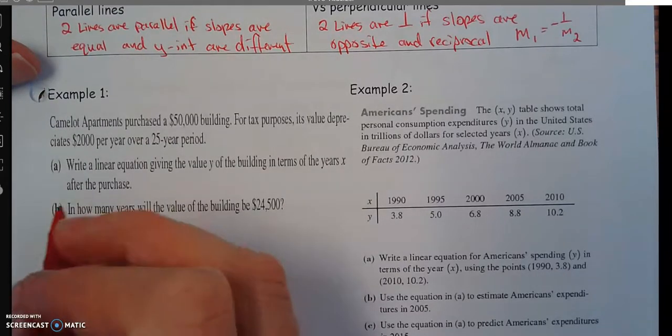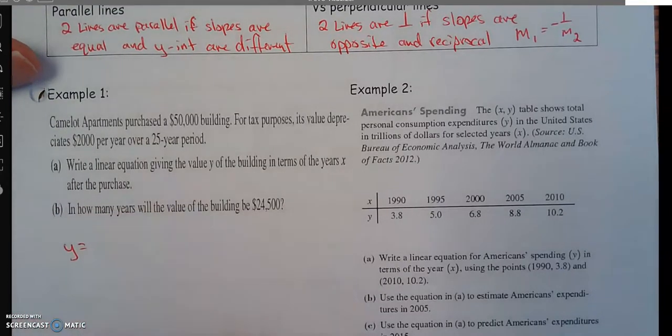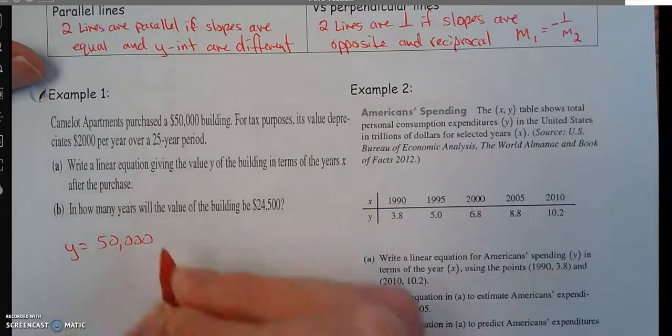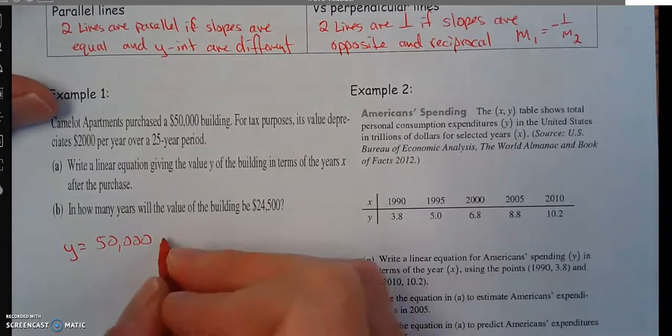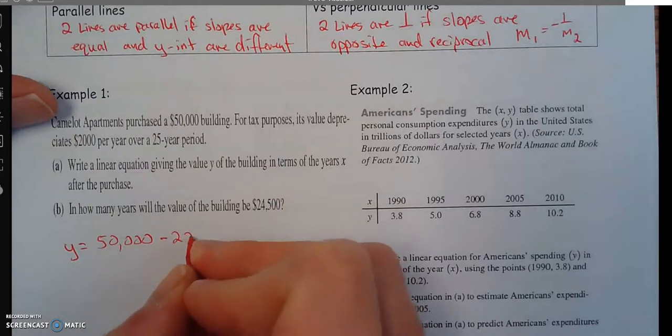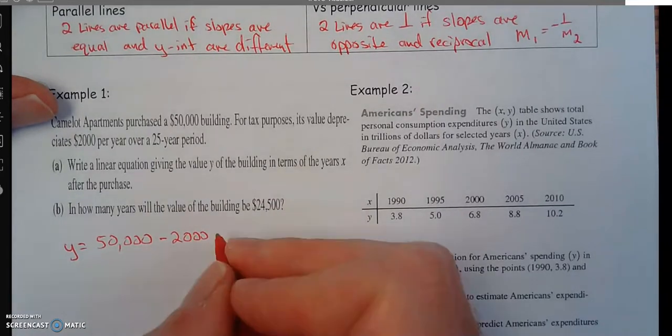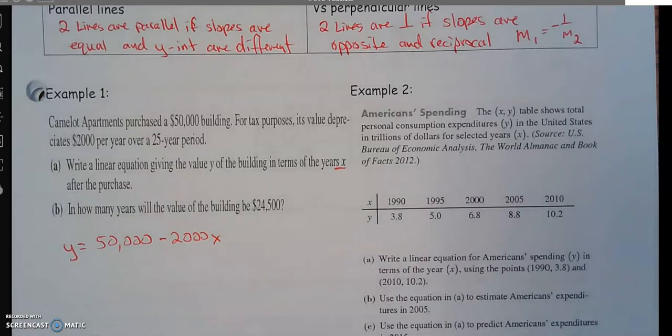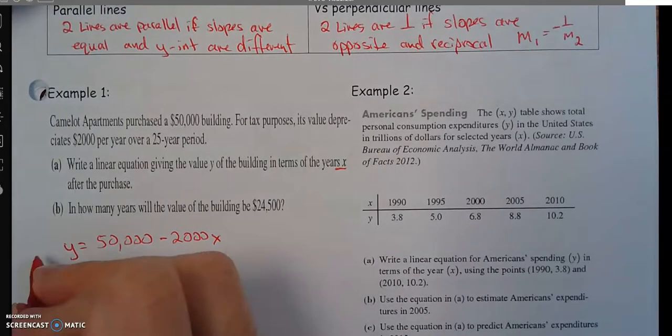Okay, so y would equal, and it's going to start out with $50,000. That's like my y-intercept, and then I'm going to subtract from that $2,000 for every year that passes, and it says that x is years after the purchase. Okay, so that's part A.